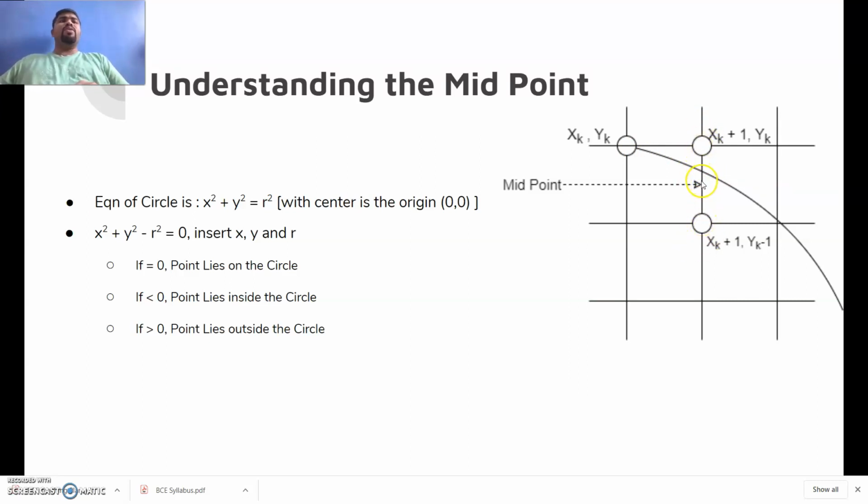So which one is closer? We can directly say that the line or the circumference of the circle is closer to this particular pixel. So let's eliminate this. But we will be solving this with the help of the midpoint algorithm. So let's see how it works.